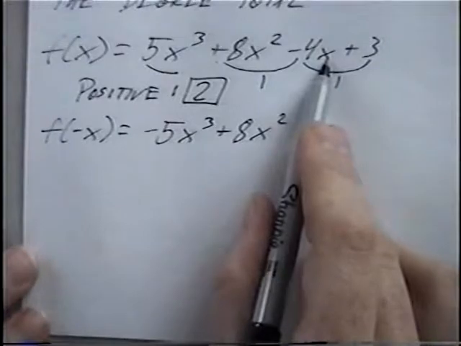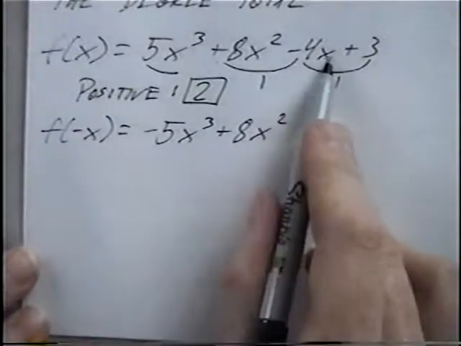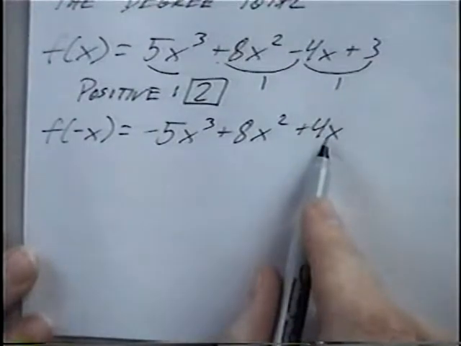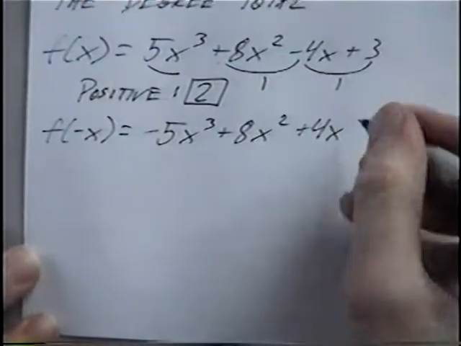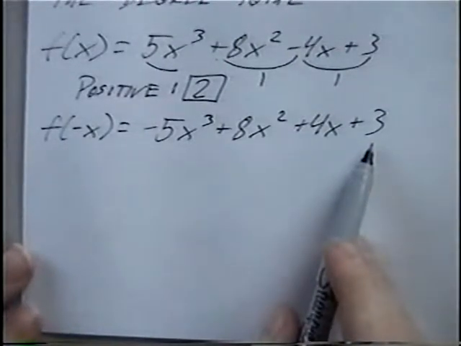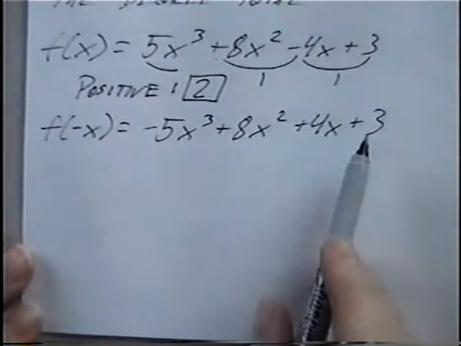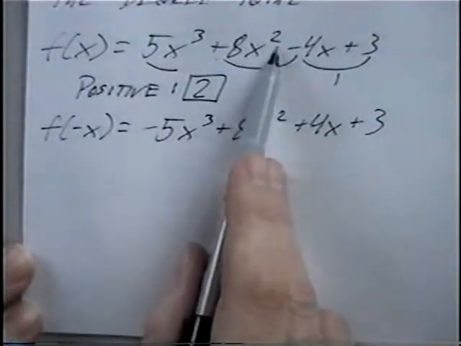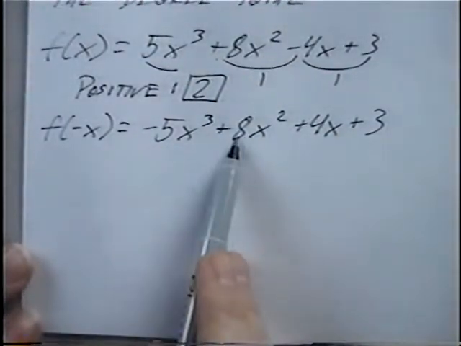If you plug a negative in for this x, a negative times a negative would be a positive, so that will change it to a positive 4x. The plus 3 would stay the same, there's no x next to it. A shortcut on this is any odd exponents, you change the sign. Any even exponents stay the same.